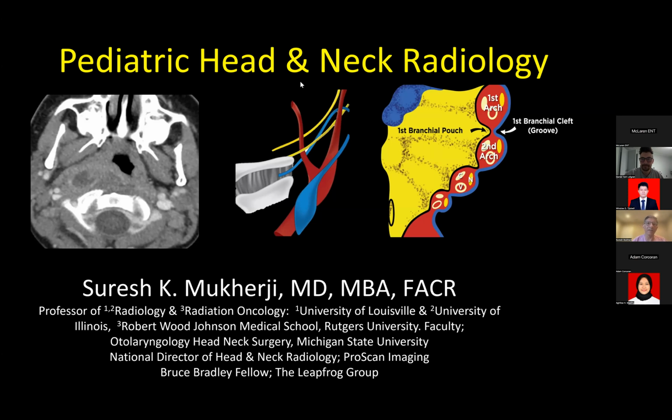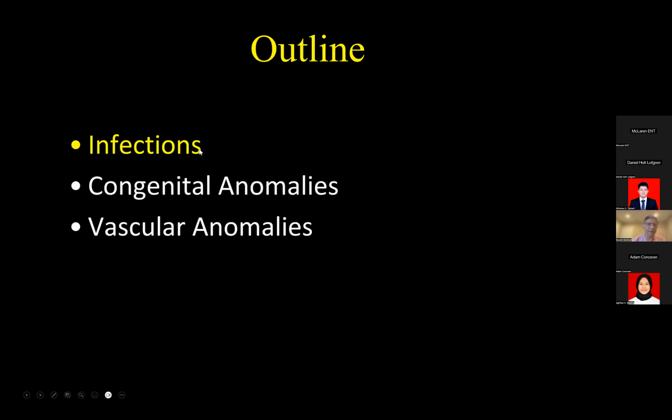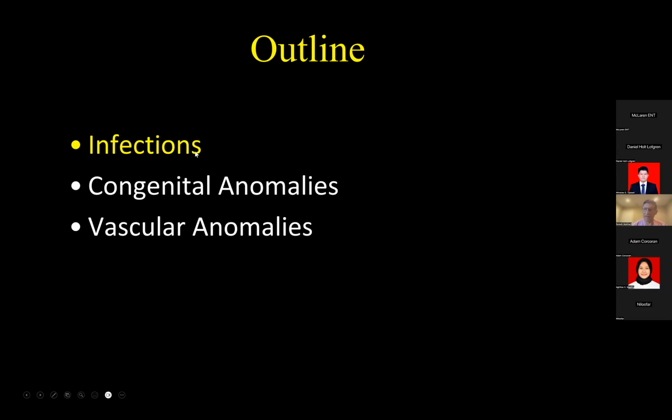So over the next 50 minutes or so, I'm going to talk about pediatric head and neck radiology. The outline of this talk is we're first going to talk about various infections involving the head and neck. And then we'll talk about congenital anomalies and really spend some time going over the branchial anomalies, because that's obviously something that you'll end up seeing. And then hopefully, if we have enough time, we'll end up with the vascular anomalies.